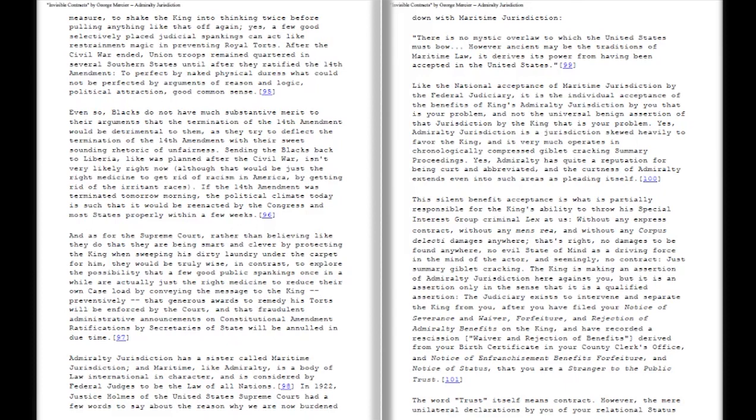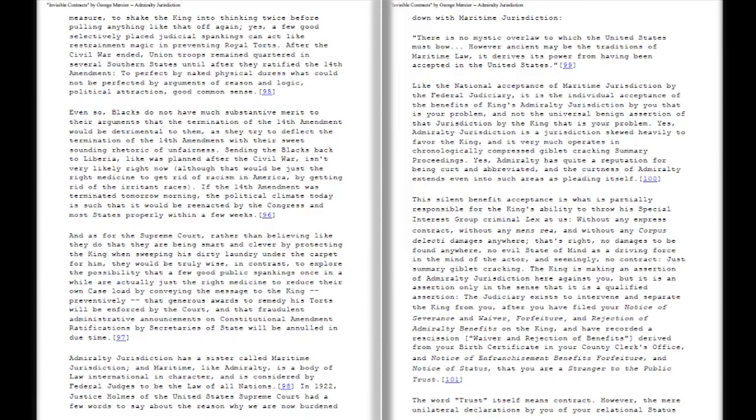There is no mystic over law to which the United States must bow. However ancient may be the traditions of maritime law, it derives its power from having been accepted in the United States. 99. Like the national acceptance of maritime jurisdiction by the federal judiciary, it is the individual acceptance of the benefits of King's Admiralty jurisdiction by you that is your problem, and not the universal benign assertion of that jurisdiction by the King that is your problem.